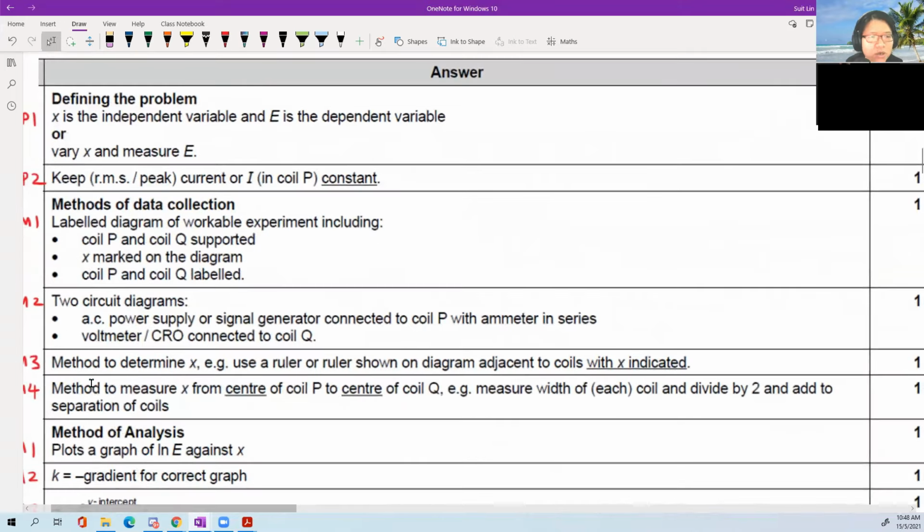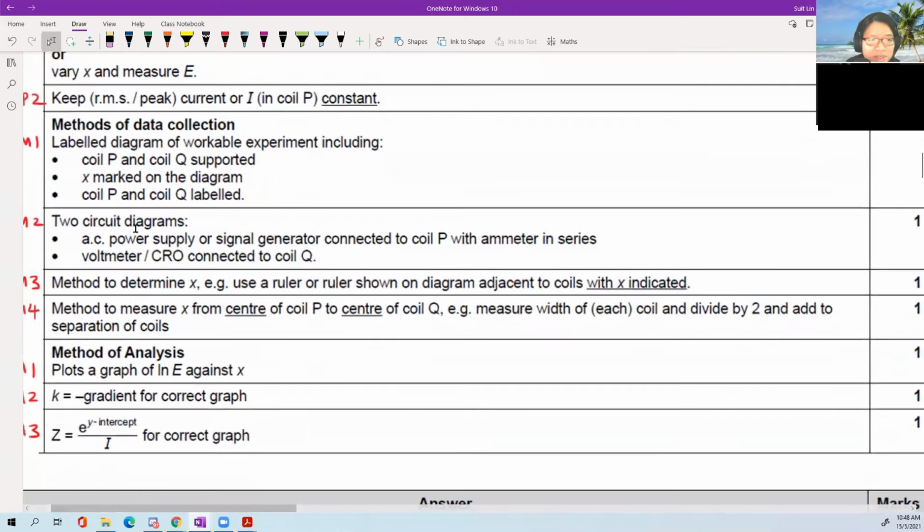Okay, what else do we need? We need to mark X, and we need to label coil P and Q, because without P and Q and X, there's no experiment. Okay, so you have two circuit diagrams.